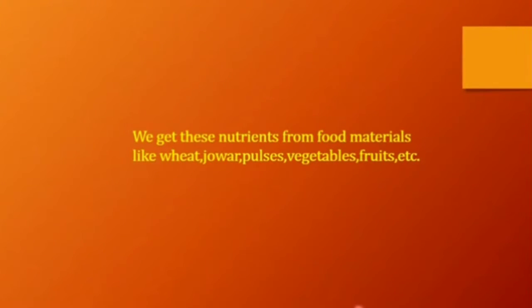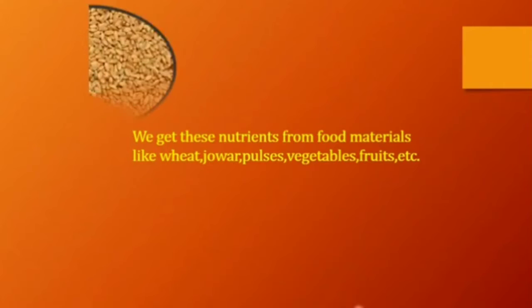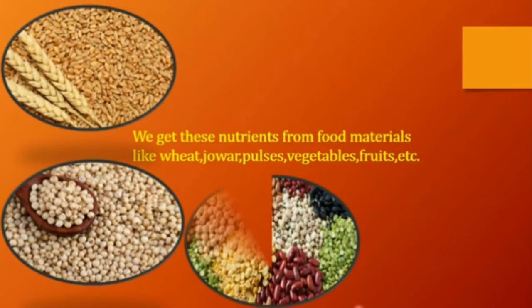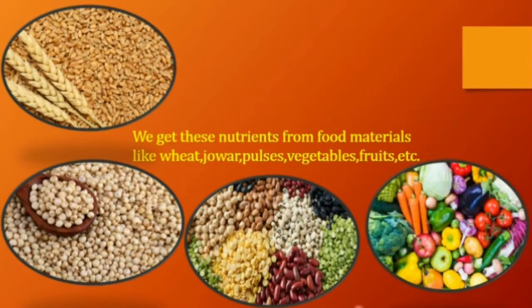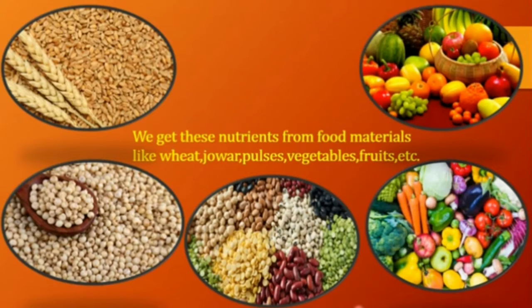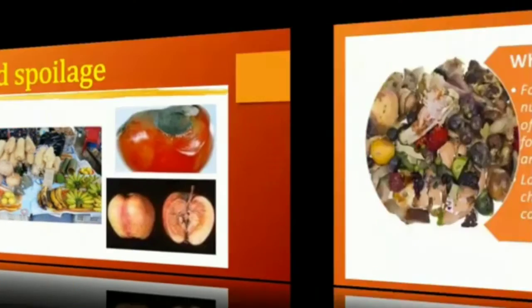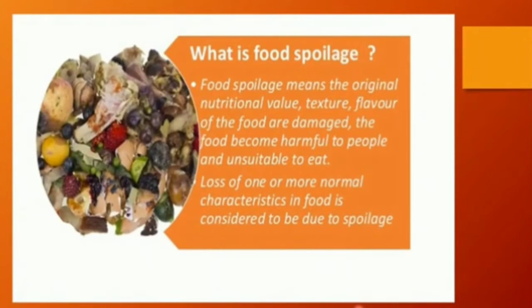So, all these nutrients we get them from the food materials we eat like wheat, jawar, pulses, vegetables, fruits, etc. However, what will happen if these food materials are infested by insect or spoiled? Food spoilage means the original nutritional value, texture, flavor of the food are damaged. The food becomes harmful to people and unsuitable to eat.